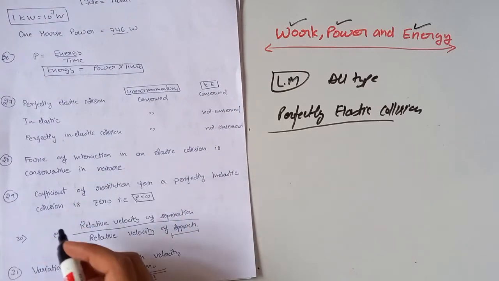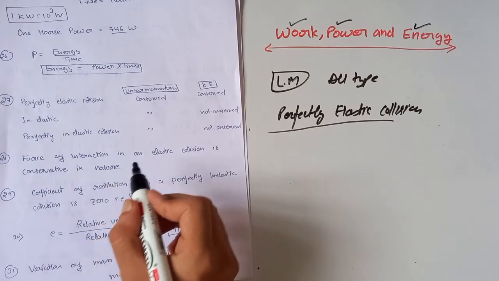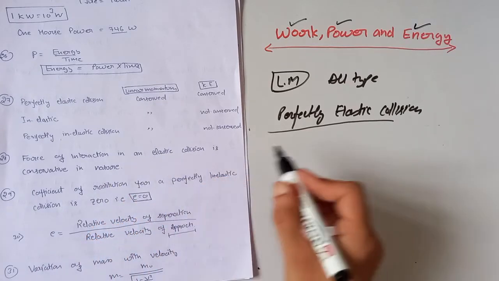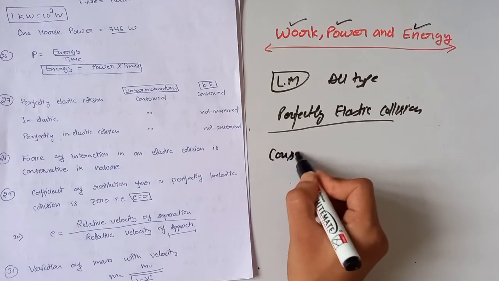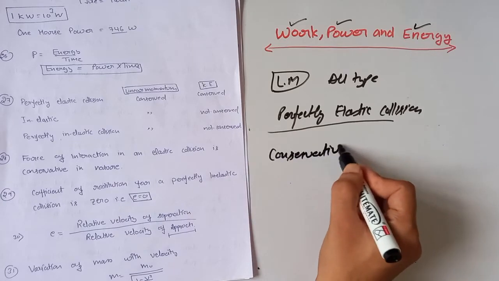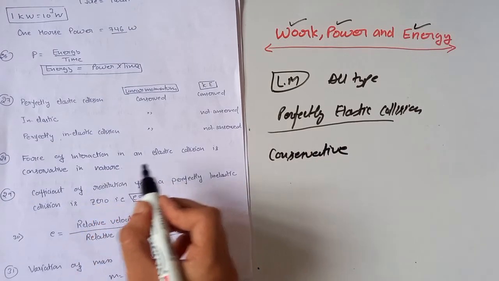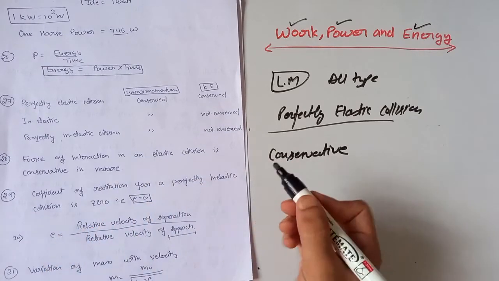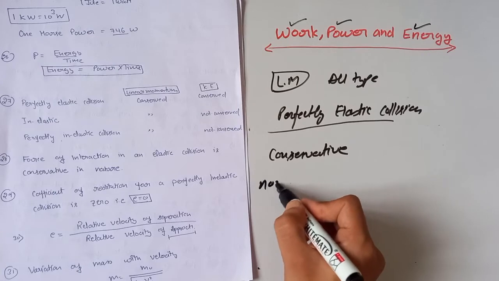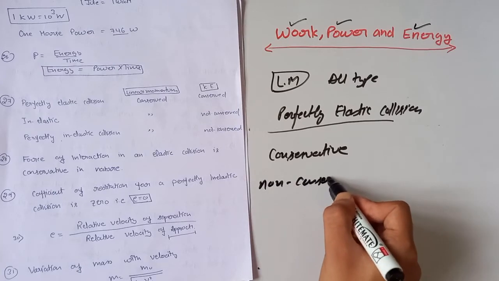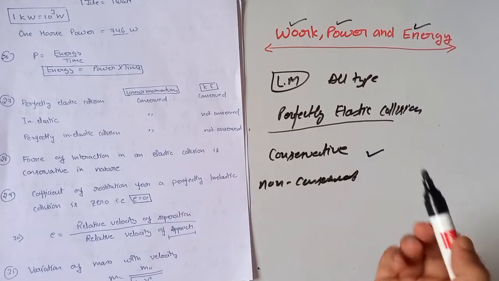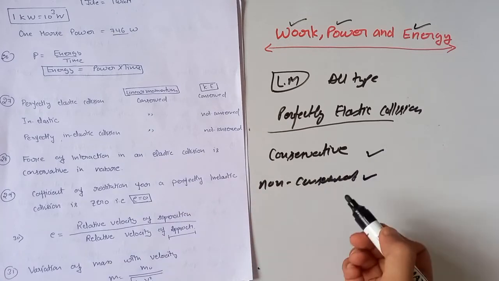Our next key point is force of interaction in an elastic collision. Force of interaction in an elastic collision is conservative in nature, and force of interaction in inelastic collision is non-conservative in nature. In elastic collision it is conservative, and in inelastic collision it is non-conservative.